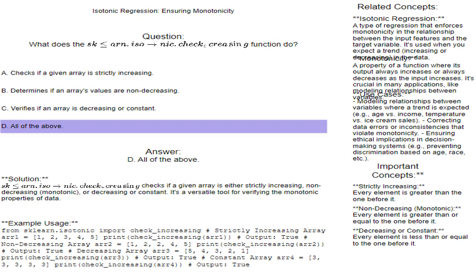This choice is the correct answer. The check_increasing function is designed to check for all three scenarios: strictly increasing, non-decreasing, and decreasing or constant.